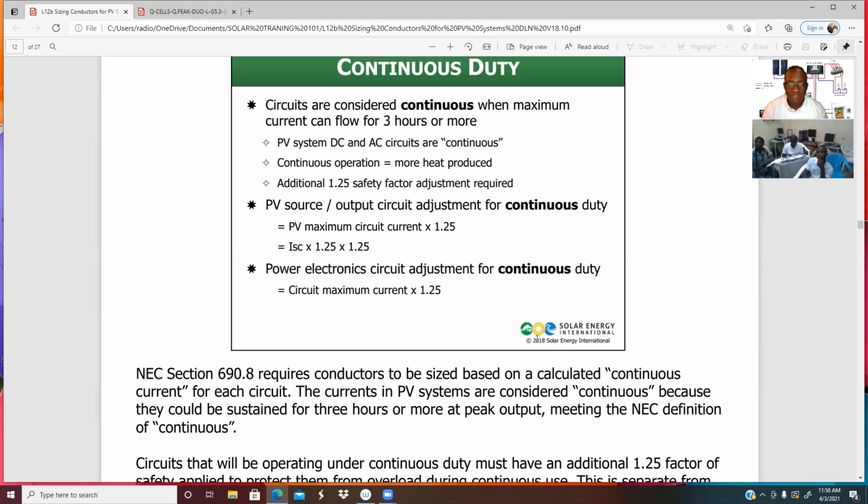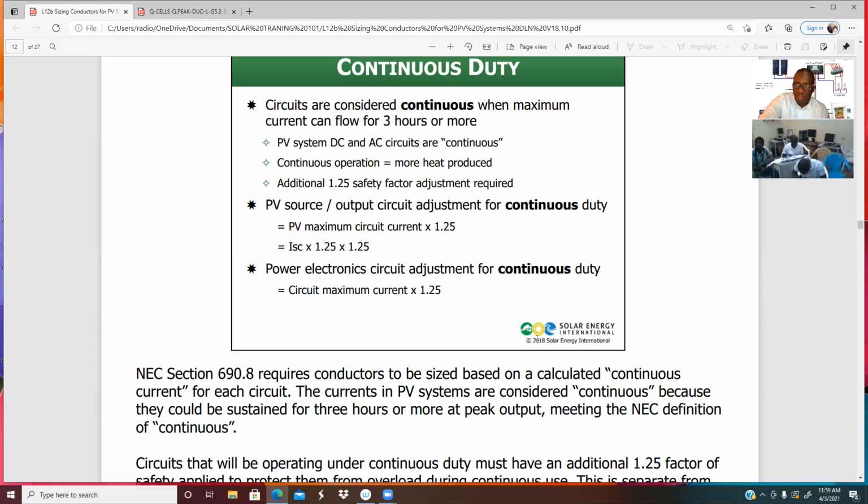So PV system DC and AC sockets are continuous. Continual operation equals more heat produced. An additional 1.25 safety factor adjustment is required. PV source socket output socket adjustment for continual duty equals the PV maximum current times 1.25.